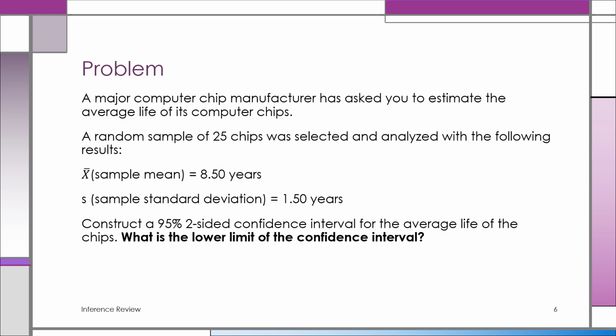Okay, so they took this 25 chip sample. X bar, the sample mean, is 8.50 years. S, the sample standard deviation, is 1.5 years. And you're asked, first you want to construct a 95% two-sided confidence interval for the average life of the chips. And the question is very specific. What is the lower limit of the confidence interval?